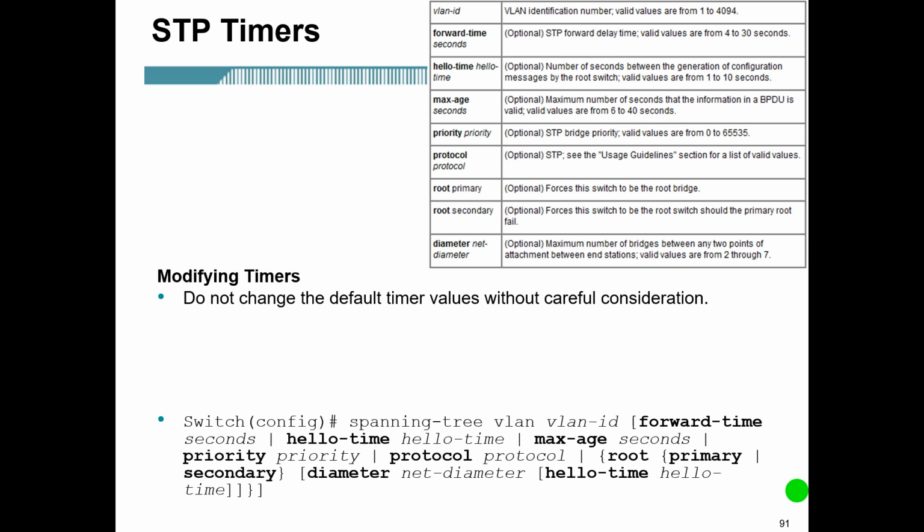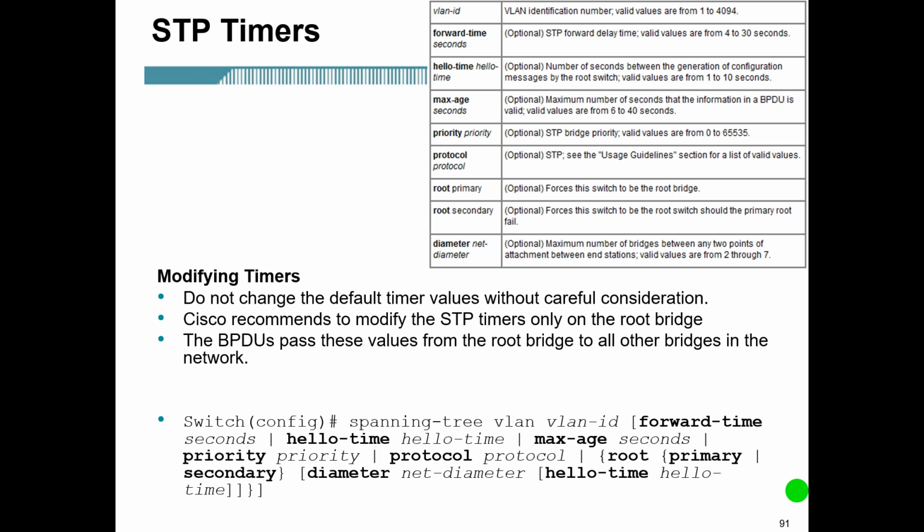Here are definitions for all the optional STP time commands. Cisco recommends to modify the STP timer only on the root bridge. Also, the BPDUs pass these values from the root bridge to all other bridges in the network. It can take 30 to 50 seconds for a switch to adjust to a change in topology using our legacy STP.